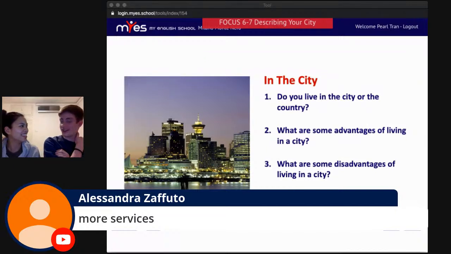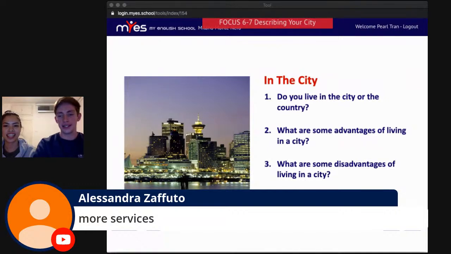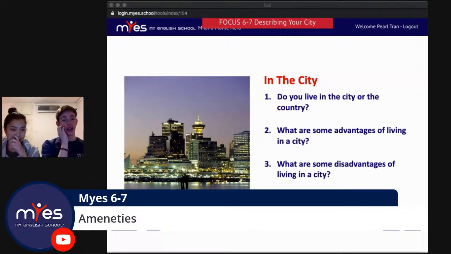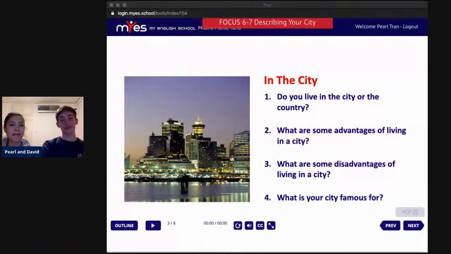I don't know either. Maybe it's a British word. It's amenities. Amenities in British, amenities in American. And it means services. Amenities can also be things in your hotel, like free Wi-Fi or room service or free gym. Those are also called amenities in English. And yes, we can have more events in the city. All great advantages. Good.